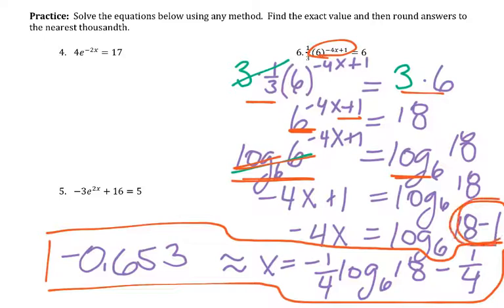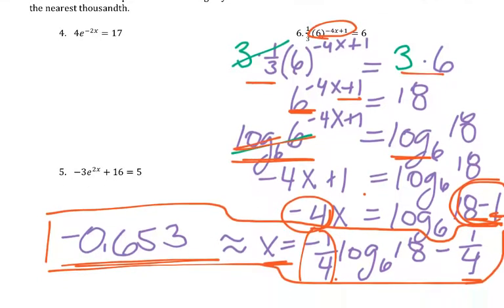Remember, you cannot combine these. The minus 1 is on the outside of the log. The 18 is inside the log. So leave these separate. Then to get rid of this negative 4, I multiply both sides by negative 1/4, giving me x equals negative 1/4 log base 6 of 18 minus 1/4. So you have to distribute that negative 1/4 both to the logarithm and to the 1, which makes this a negative 1/4. When you plug that in the calculator, you get approximately negative 0.653.